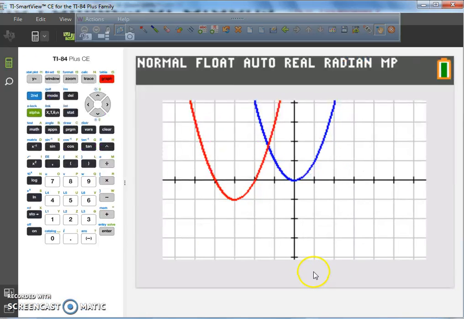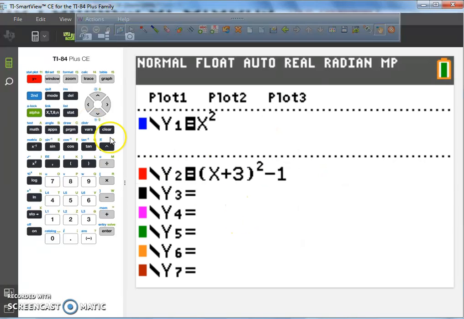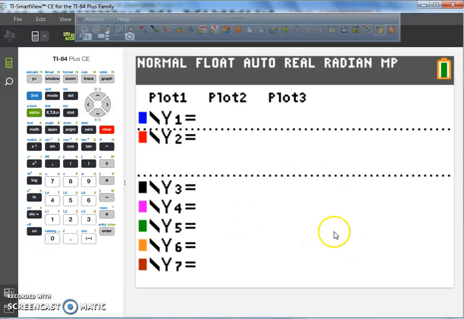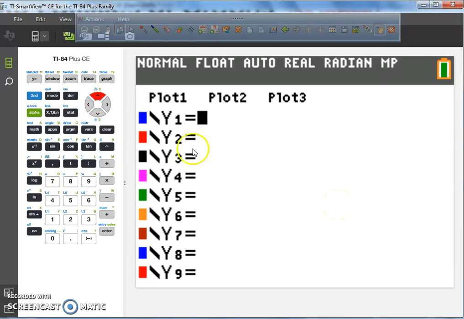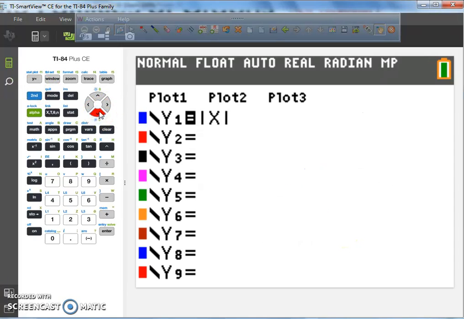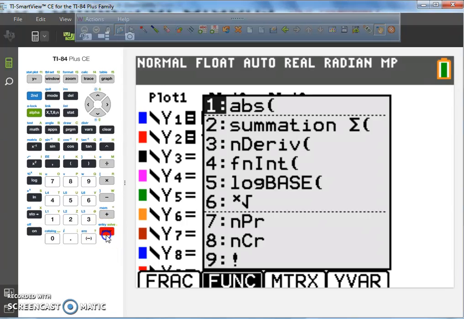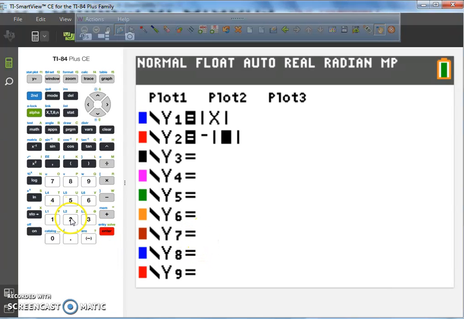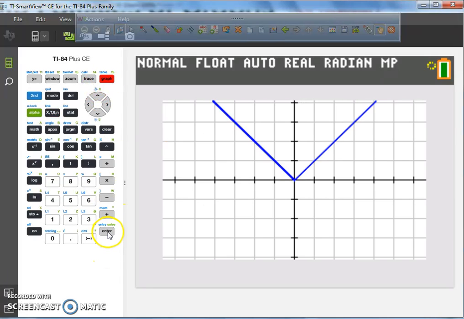So now on your graphing calculator, I want you to hit y equals. We're going to clear out y1 and y2. Then we're going to hit alpha window enter to get our absolute value bars, and type in x. There's our original graph. Then I want you to go down and hit a negative sign, alpha window enter, and type in 2x. Then hit graph.